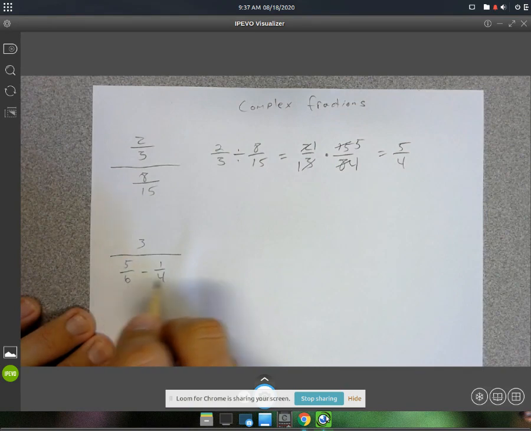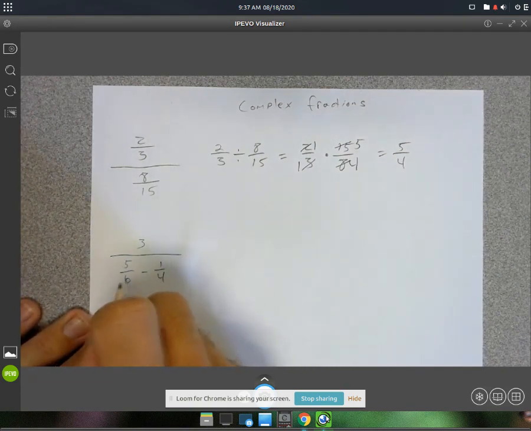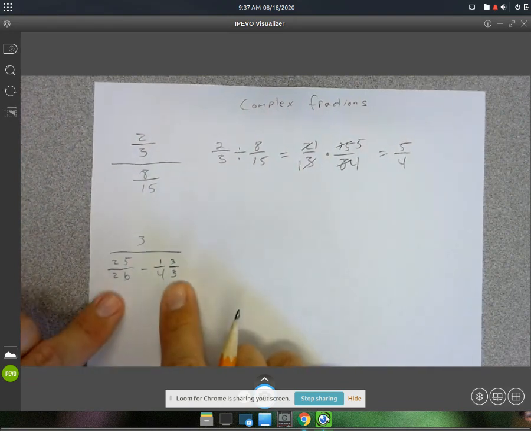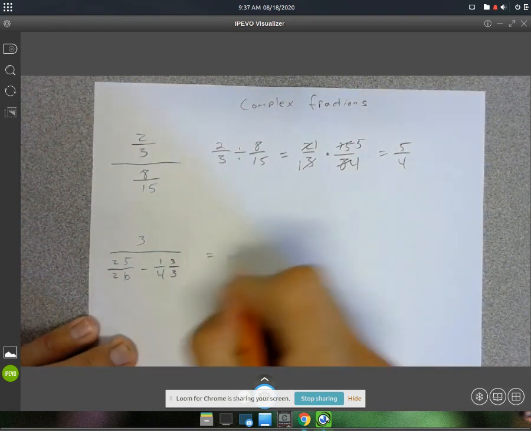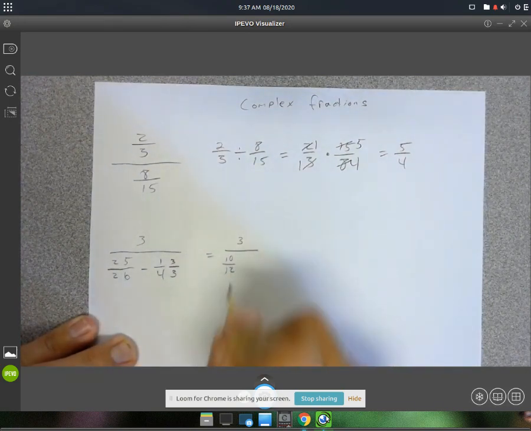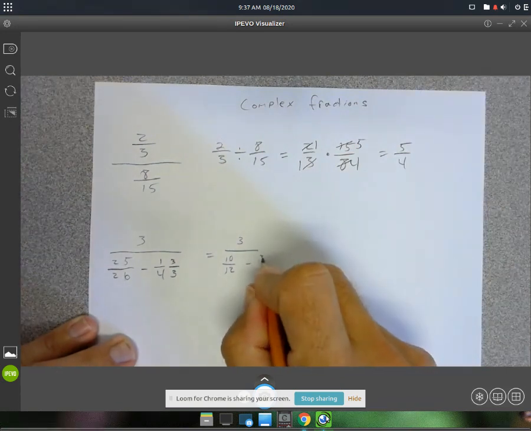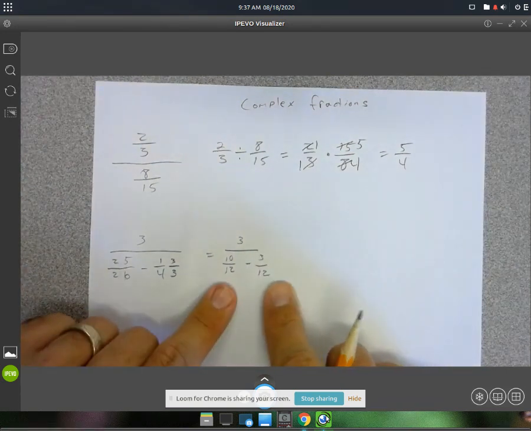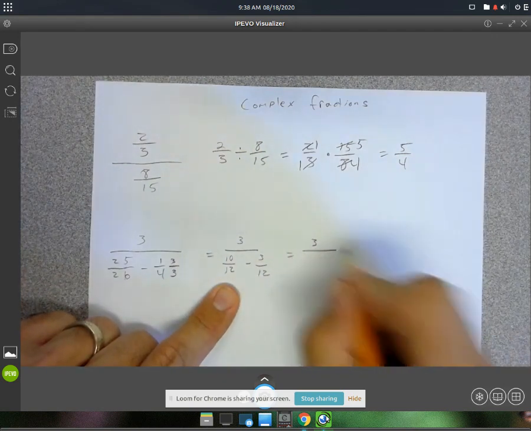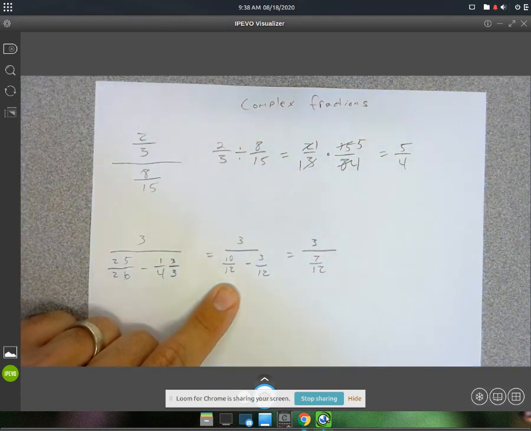So to add or subtract these, I need to make them have the same denominator. So I'm going to multiply top and bottom here by 2, and top and bottom here by 3. That way they both have a denominator of 12. So that's going to give me 3 over 2 times 5 is 10 over 12. And here we'll have 3 over 12. Now that they have the same denominator, we can go ahead and subtract them. So we'll get 3 over 10 minus 3 is 7 over 12.